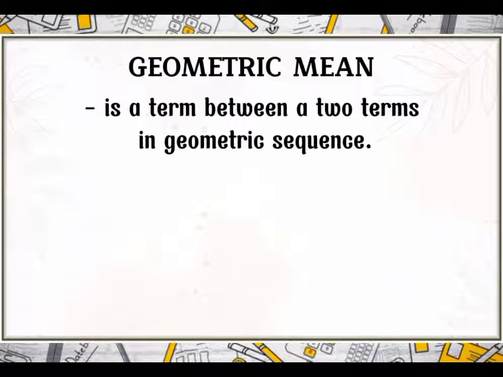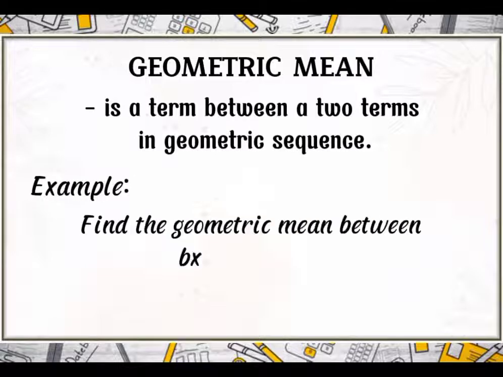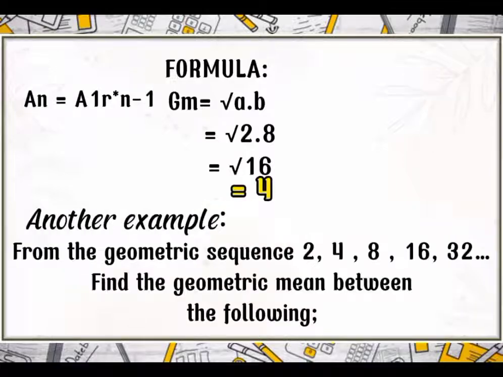Geometric mean, it is a term between any two terms in geometric sequence. Okay, example tayo. Find the geometric mean between 2 and 8. So, meron tayong formula dyan. We have geometric mean is equals to square root of two terms in geometric sequence, or we can conclude the square root of A times B. So, yung given natin is 2 and 8. So, square root of 2 times 8 is equals to 16. And square root of 16 is equal to 4.